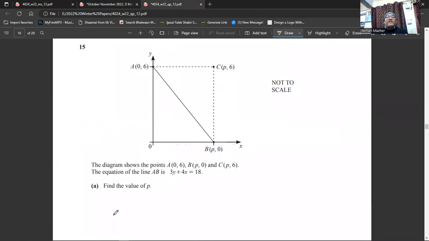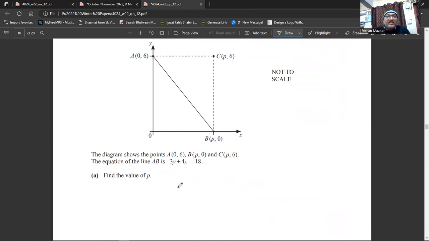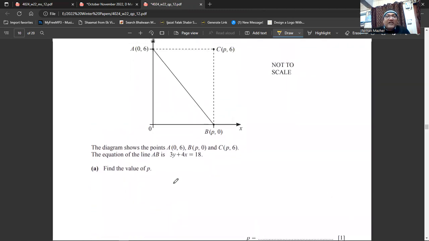So question number 15, the diagram shows the point A. A point is (0, 6). B point is (P, 0). And the C point is (P, 6). The equation of the line AB is given: 3y plus 4x equals 18. Their question is find the value of P, and it's a 1-mark question.